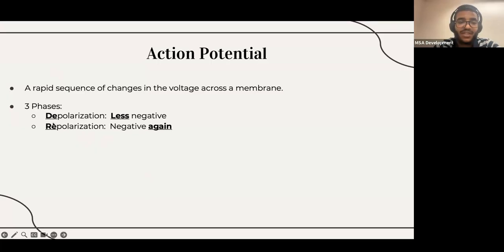And then we have the second phase, which is called repolarization. So depolarization is less negative, and repolarization is negative again. After it reached a very positive membrane potential, we have a phase called repolarization to return the cell back to the resting membrane potential after the action potential is finished. And then we have hyperpolarization, which means more negative. So we're making it even more negative than the resting membrane potential.